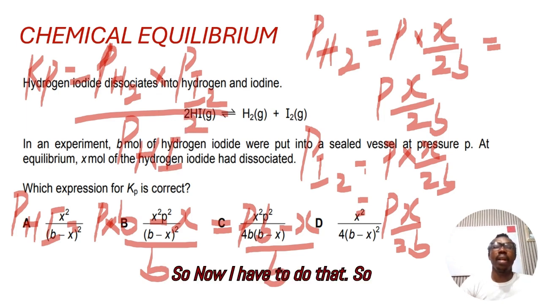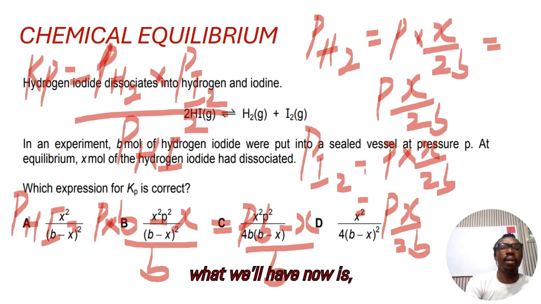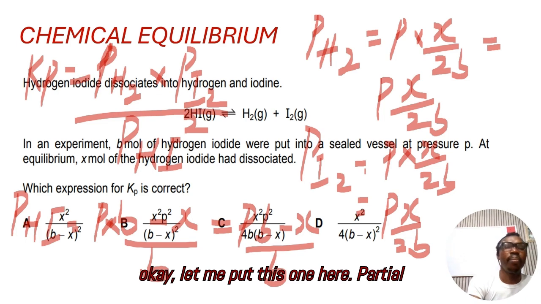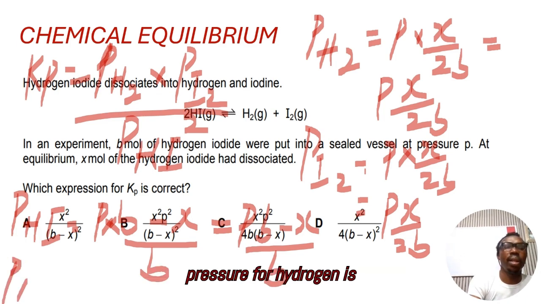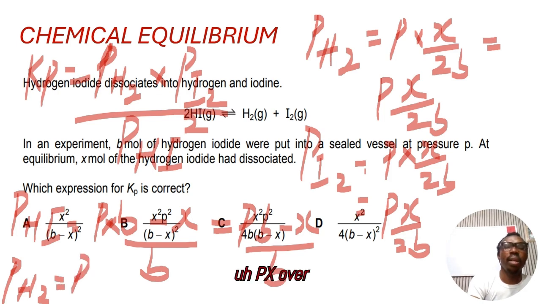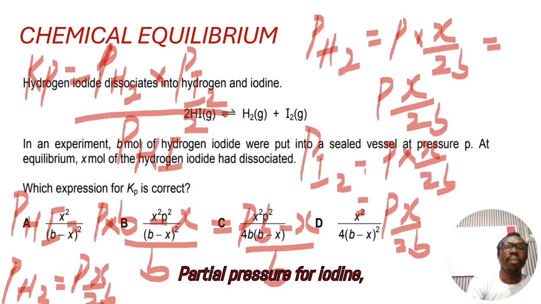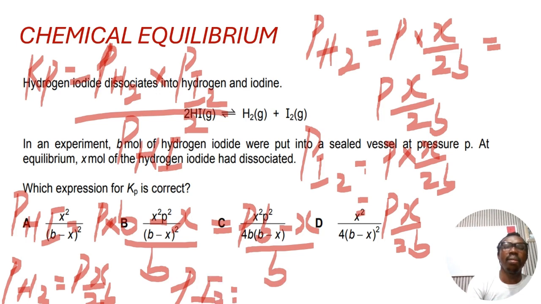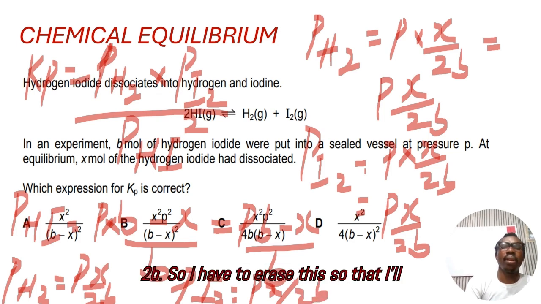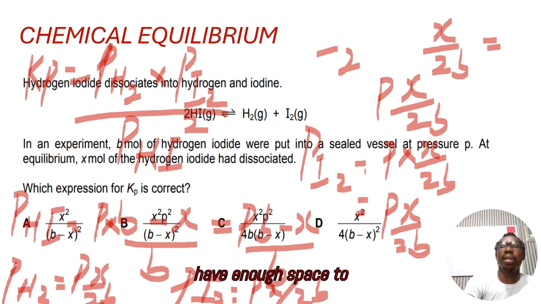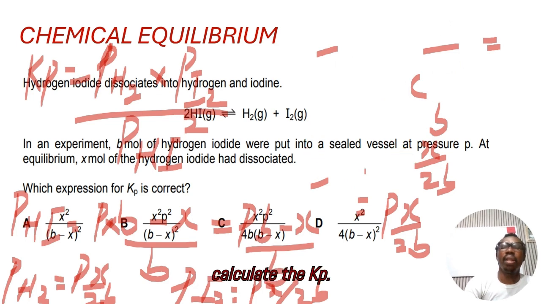So now what we'll have is: the partial pressure for hydrogen is Px over 2b, and the partial pressure for iodine is Px over 2b. I have to erase this so that I'll have enough space to calculate the Kp.